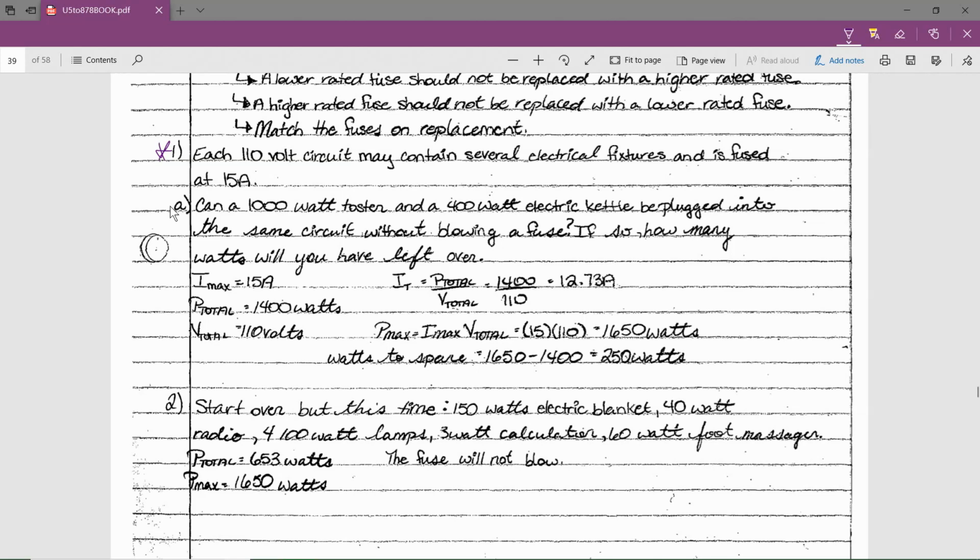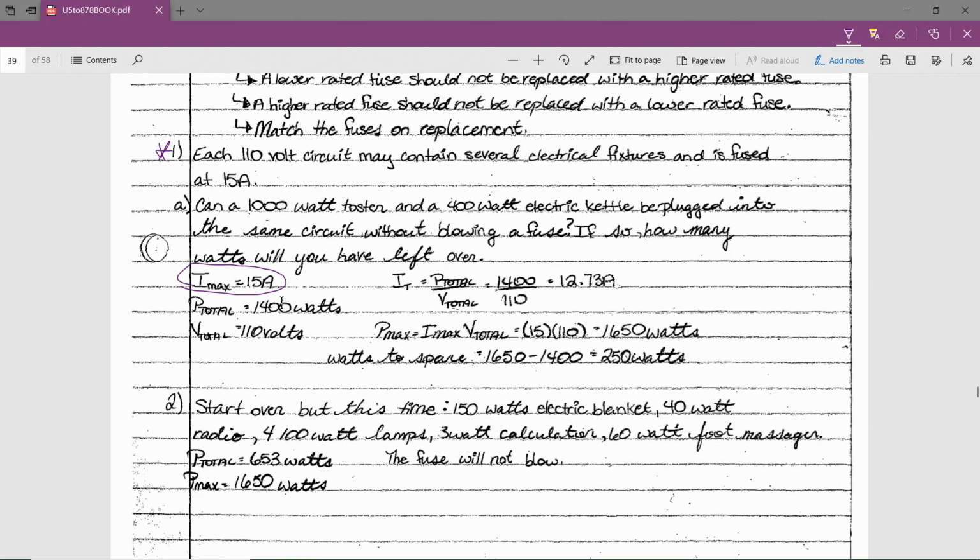Okay, so let's say we have in our kitchen a 15 amp fuse, 110 volt circuit, and I put a 1000 watt toaster and a 400 watt electric kettle into the same circuit. Will I blow a fuse? Well, if I burn the toast, I sure will. And if I don't, how many watts will I have left over? So my maximum is 15 amps. My total power, well, I have a 1000 watt toaster and 400 watt kettle, so that's 1400 watts.